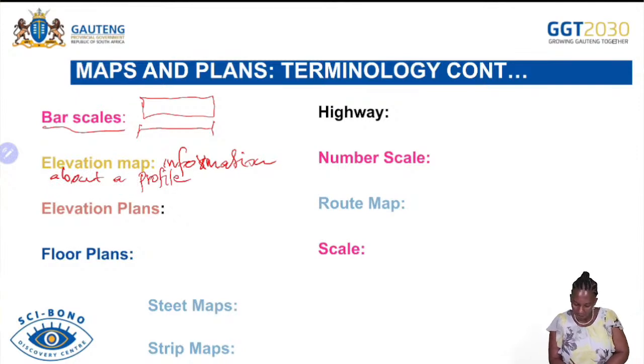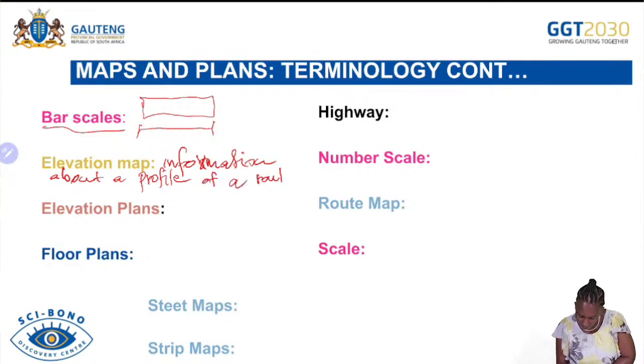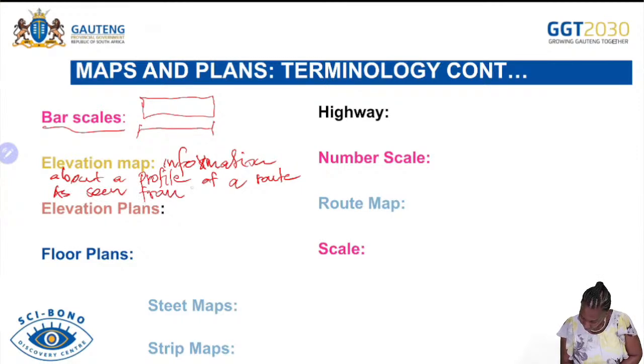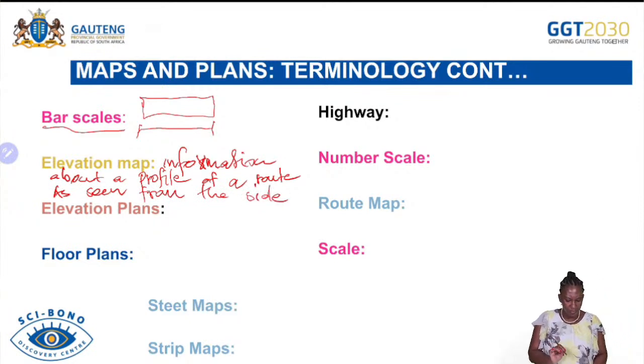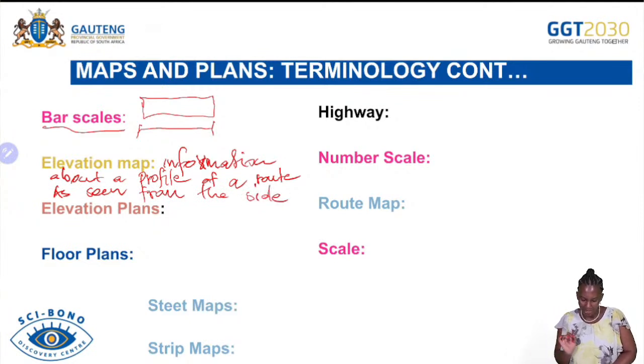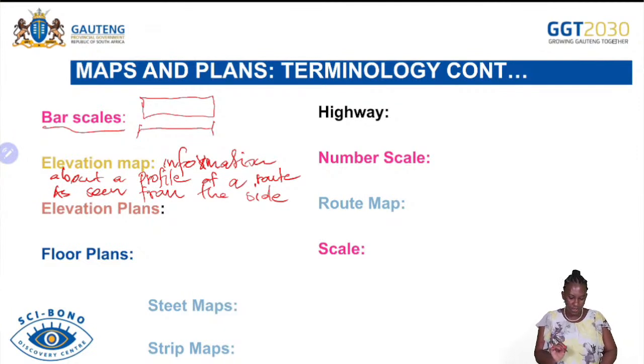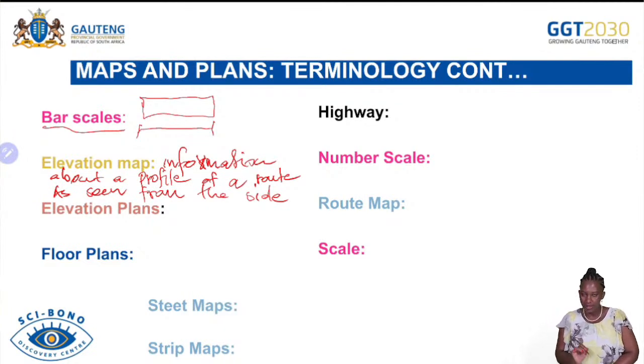Information about a profile of a route as seen from the side. So we say elevation map, it's an information about a profile of a route as seen from the side.